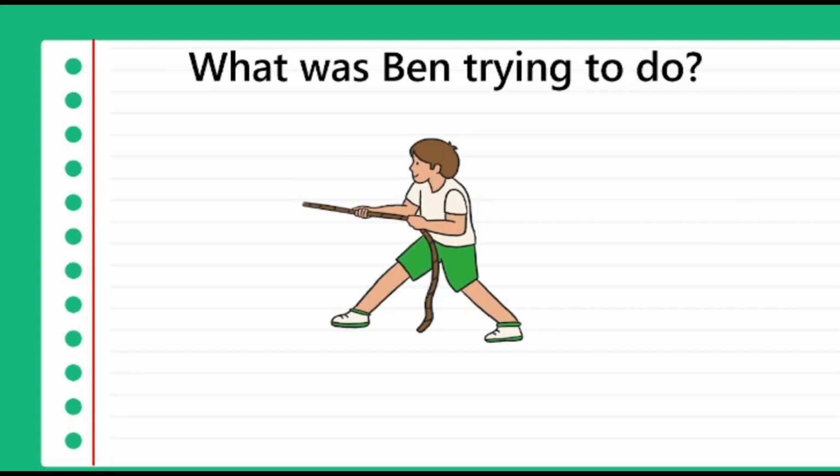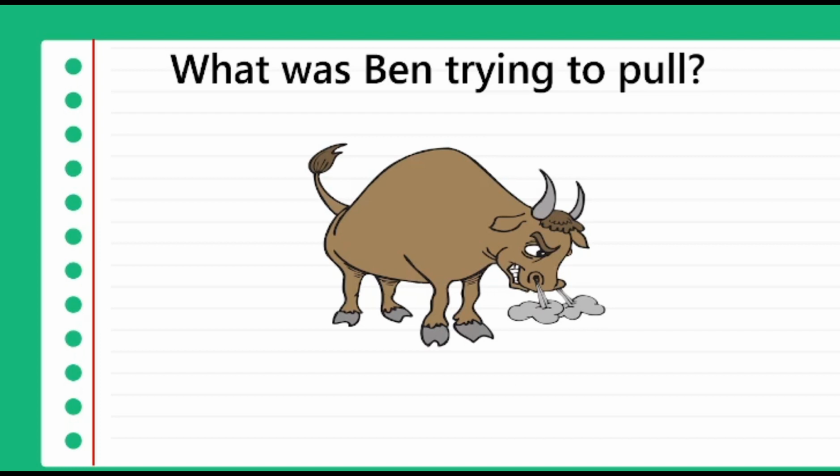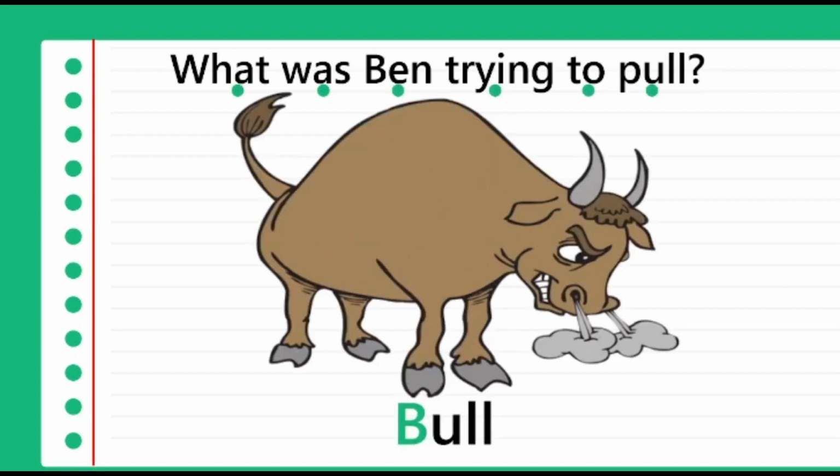The question time. What was Ben trying to do? Pull. Good. Ben was trying to pull. Next question. What was Ben trying to pull? Bull. Ben was trying to pull a bull. Good.